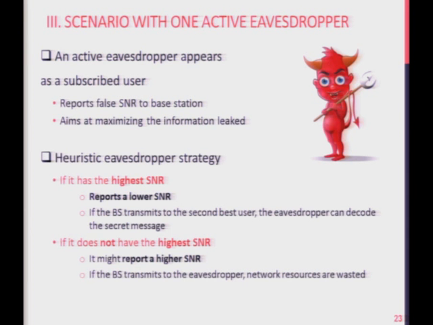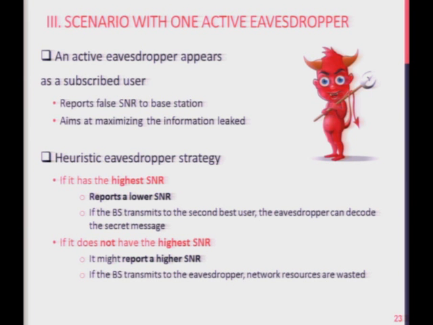So if we think about it, a nearly optimal strategy for this type of adversary will be the following. If the adversary has the highest SNR, okay, so no legitimate user has a positive secrecy capacity. So the secrecy capacity is 0 for all users. In this case, this adversary will be interested in reporting a lower SNR and trying to convince the base station to transmit to somebody else so that this exchange of information will be transparent to it.